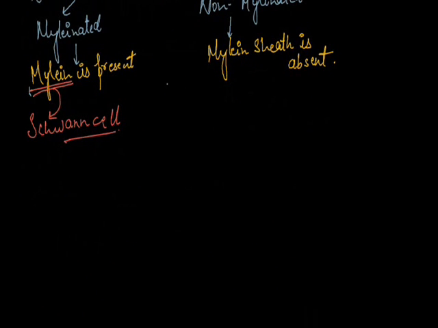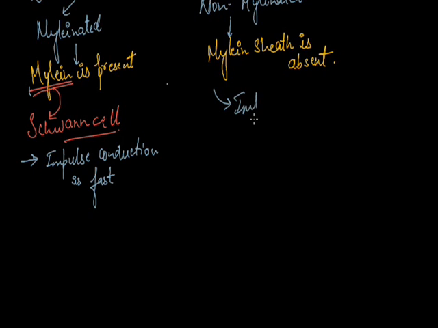Next, when the myelin sheath is present, the impulse conduction is fast. While in case when myelin sheath is absent, the impulse conduction is slow.